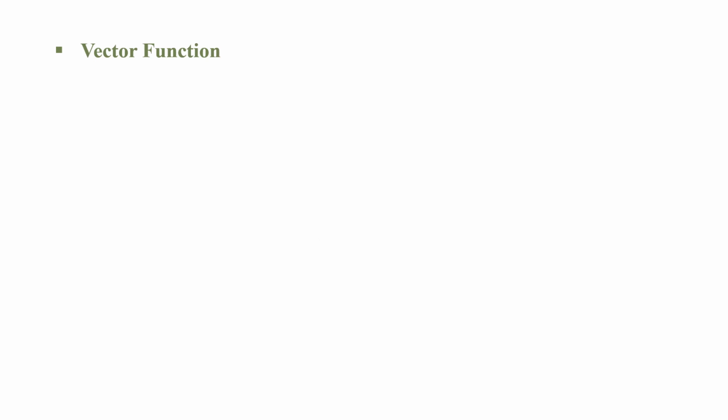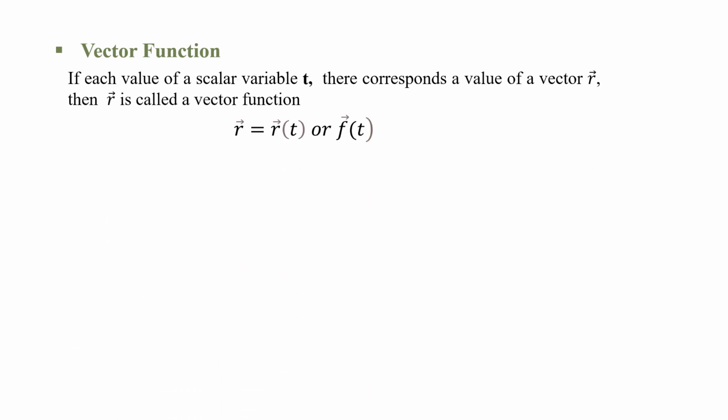Now the vector function. If for each value of a scalar variable t there corresponds a value of the vector r, then that vector r is called a vector function. Here we write r as a function of t, where t is a scalar quantity and r of t is a vector. Sometimes we write f of t in the form of a function.